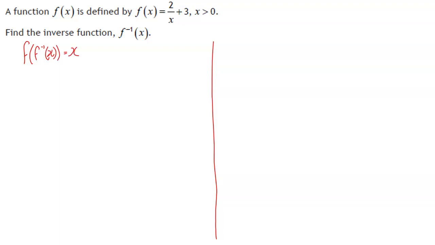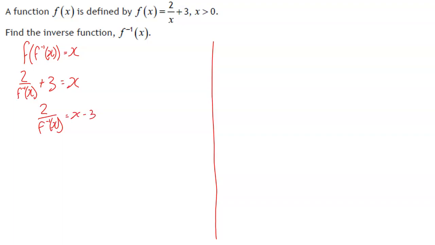So what I can do is take my original function, substitute in f^-1(x) for where x is, set it equal to x, and then change the subject to the inverse part, and I'll get my inverse function. So what that means is that I get 2 over the inverse function f^-1(x) plus 3 is equal to the value of x. So what I'm now going to do is jig that about. I'm going to start by moving the plus 3, and I'll end up with 2 over f^-1(x) equals x minus 3.